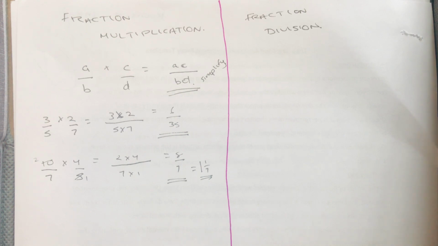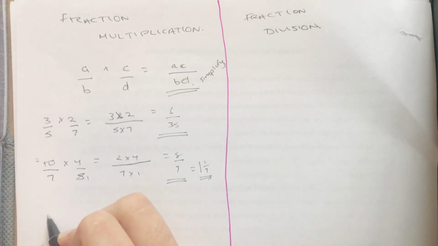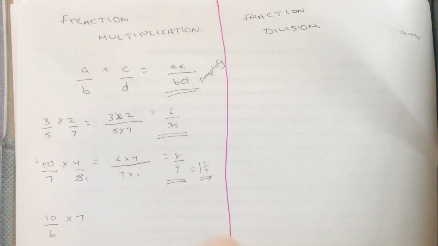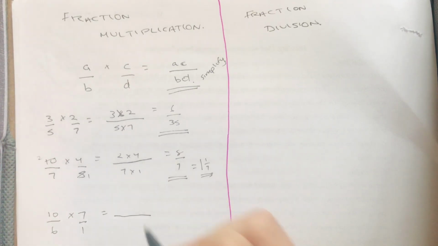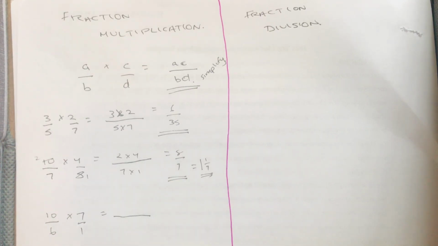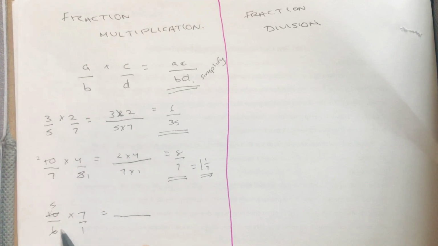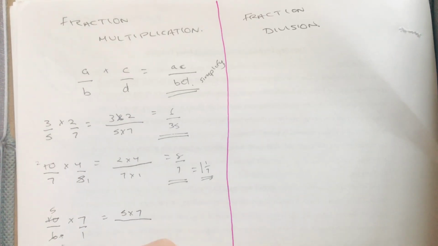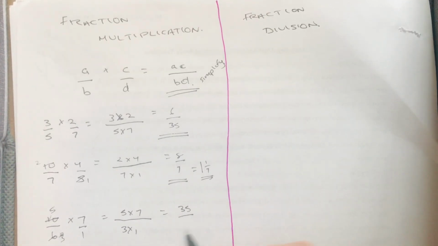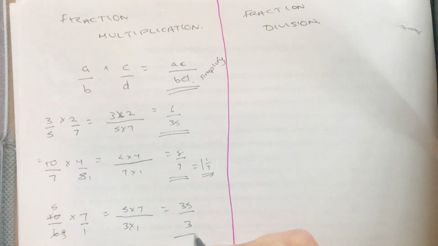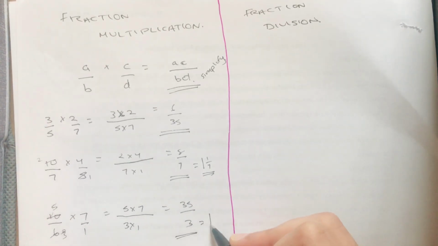Okay, so our next example is a whole number multiplied by a fraction. So 10 over 6 multiplied by 7. Whenever you have a whole number, you just put it over 1, because 7 divided by 1 is 7. So the 1 will make no difference. So you can write it that way, and then you continue as you would for the normal fractions. But you can simplify this question because 10 divided by 2 is 5, 6 divided by 2 is 3. So now we have 5 times 7 on top and 3 times 1 below. So 5 times 7 is 35, and this is 3. You can either leave it like this or you change it into a mixed fraction, so you're gonna get 11 2 over 3.